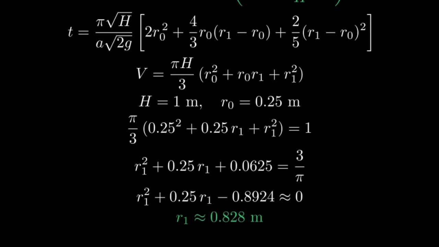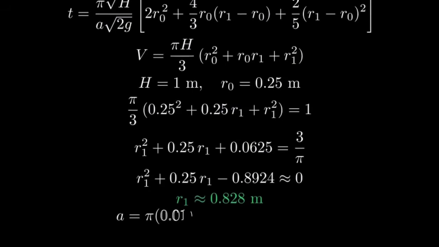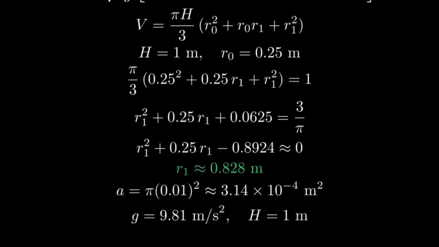The outlet diameter is 2 centimeters, so radius is 0.01 meters, and area equals pi times radius squared, equals 3.14 times 10 to the minus 4 square meters. We also take g equals 9.81 meters per second squared, and H equals 1 meter. Now compute the times. For tank X, r0 is 0.25, and r1 is 0.828.